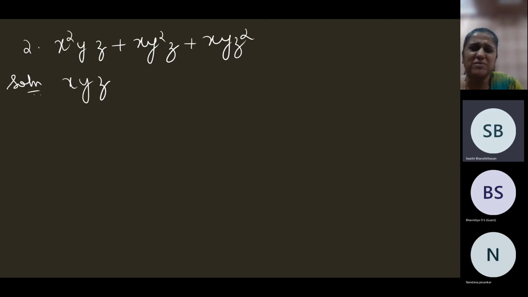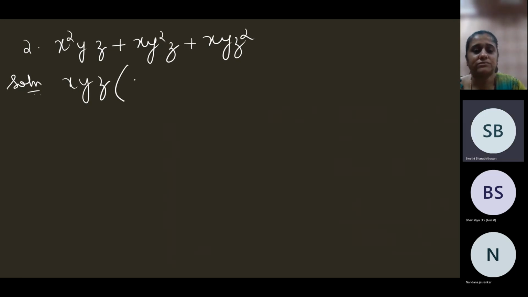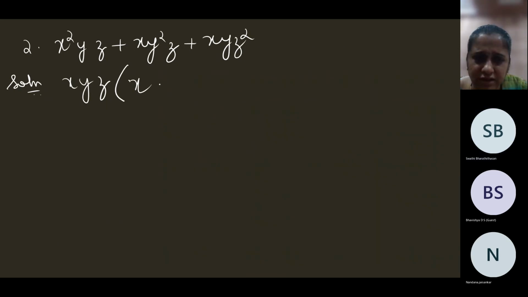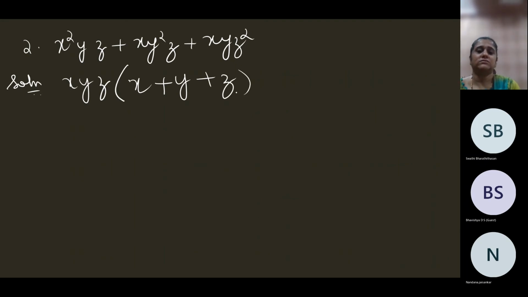Very good. Highest powers, that's all. X square, Y square, Z square. That's the LCM. For LCM, take the highest powers of the variables. For HCF, the least power. X, Y, Z. Okay. So now in the bracket, Swati? Ma'am, X, plus Y, plus Z, ma'am. Very good. That's all. Finished.